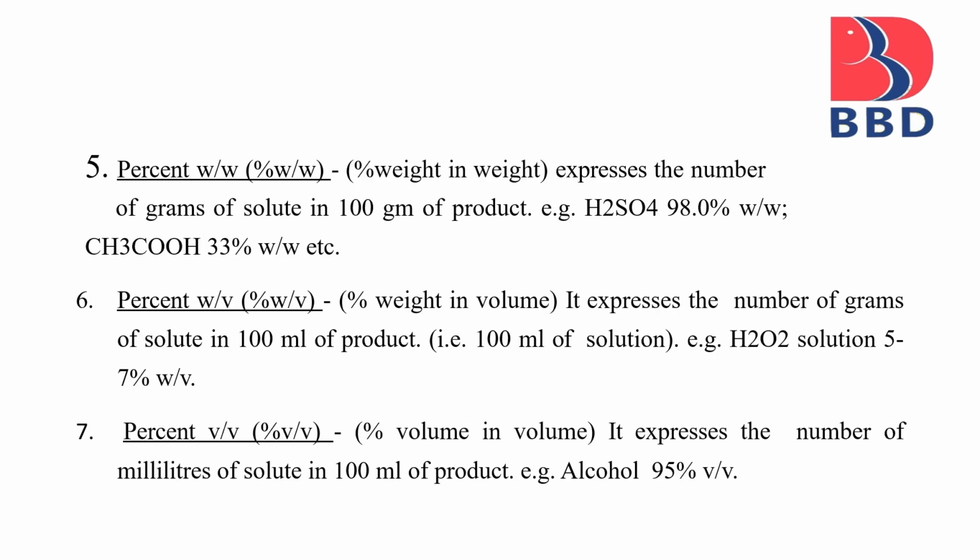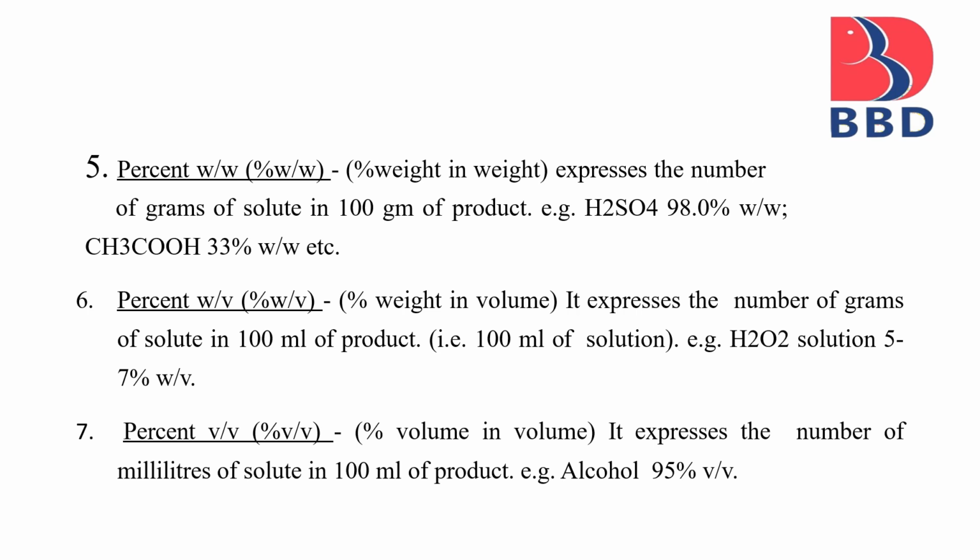Next method of expressing concentration is percent concentration. Here concentration is expressed in terms of percent, that is parts per 100. This percent concentration is expressed in different ways for different solution. So first one is percent weight by weight. It expresses the number of grams of solute in 100 gram of the product. The formula for percent weight by weight is mass of solute divided by mass of solution into 100.